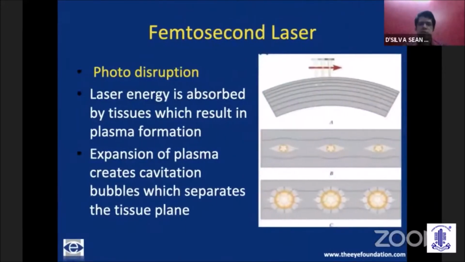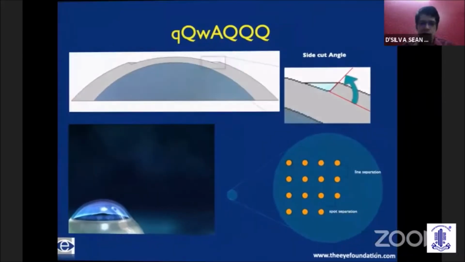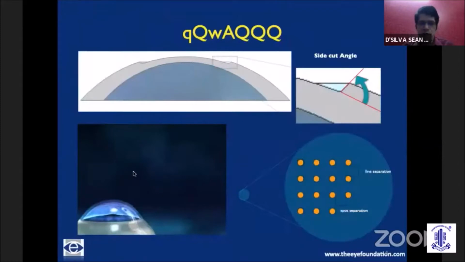The principle of femtosecond laser is photodisruption. When the laser energy is delivered to the tissue, it is absorbed by the tissue and results in plasma formation. An expansion of this plasma creates cavitation bubbles, which separate the tissue plane. Hence, this formation of carbon dioxide and water helps in creating a very clean cleavage plane to lift the corneal flap. This is how the femtolaser actually works on the eye.